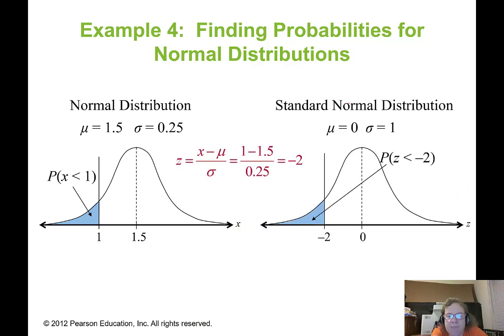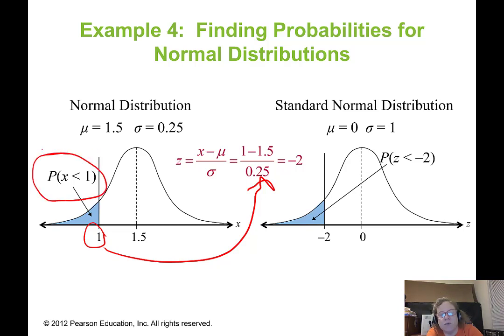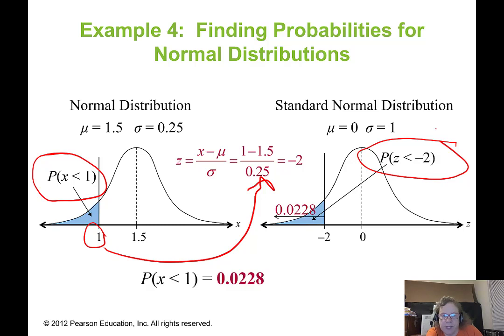There we go. X minus mu over sigma, and taking specifically for this one, 1 minus 1.5 over 0.25 equals negative 2. So the probability x is less than 1 is equivalent to the probability that z is less than negative 2. And that's something I can look up on my standard normal table or use statistical software to find. And I'm going to find that that probability is about 0.0228.